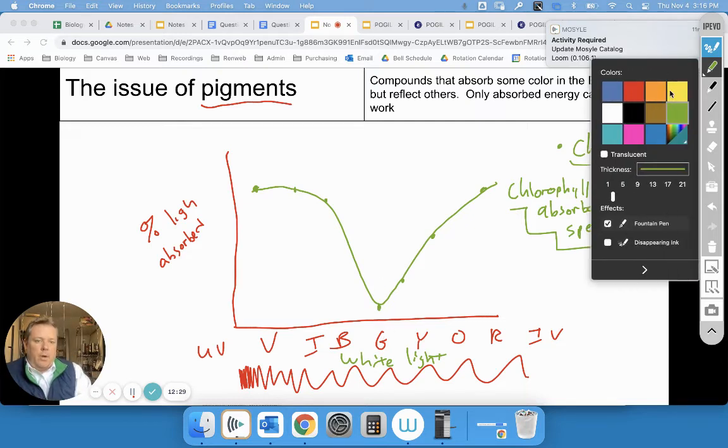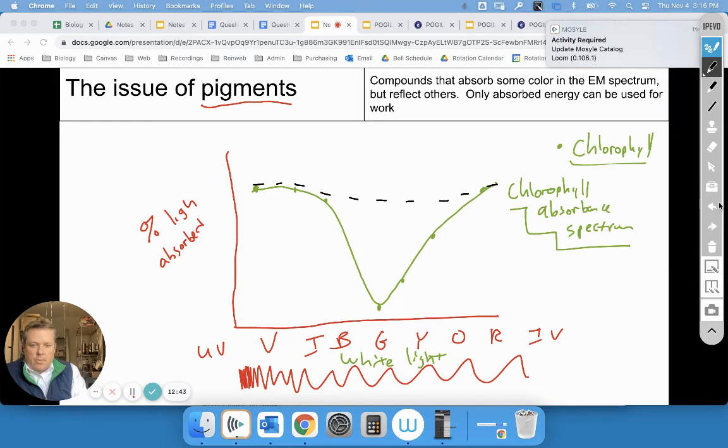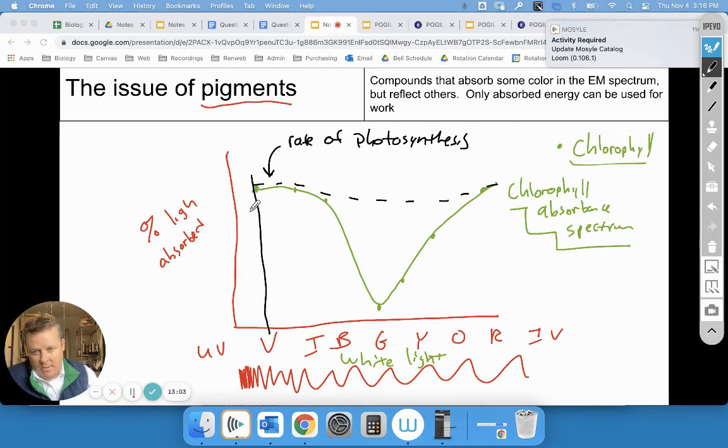But the other line I want to put up here is this one. This right here is the rate. Let's label this right here. Let's get rid of that. This one is the rate of photosynthesis at different colors. So if you shine violet light on a plant, chlorophyll absorbs that much, and the photosynthesis rate is right there. No problems at all right there. And if you shine red light on a plant, chlorophyll absorbs that light, and photosynthesis is occurring at that level right there, right?